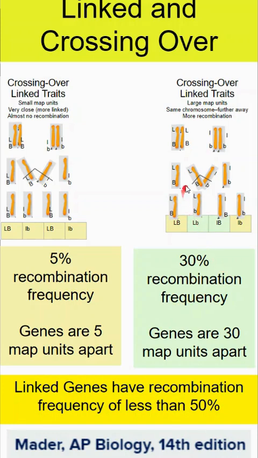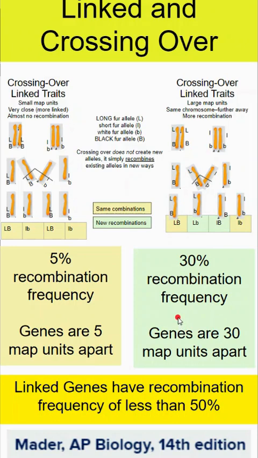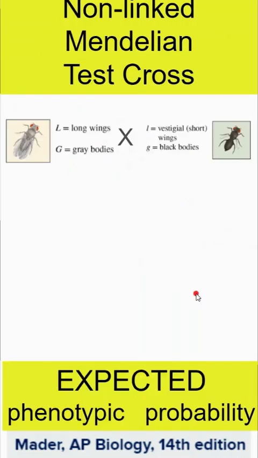However, if these genes for these traits are a little bit further apart, now we can get some new combinations of the alleles combining. So on average, if they would have a 30% recombination frequency, we would say they are 30 map units apart. Again, this idea that crossing over doesn't create new alleles, it just recombines the existing alleles in new ways. So we can get some new recombinations the further apart they are.